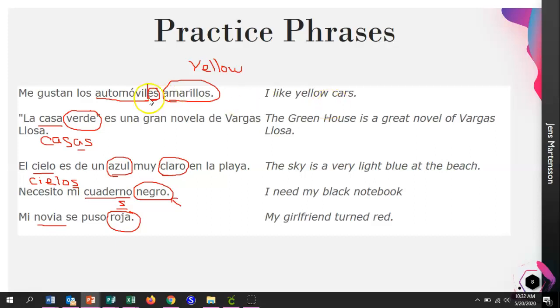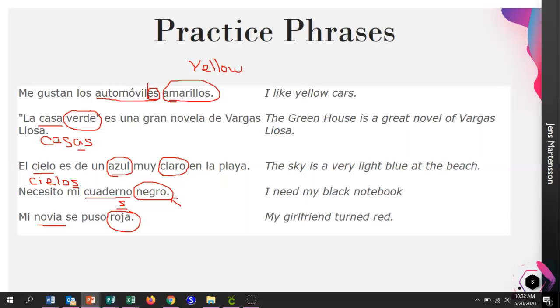Where's our noun? Automóviles. We're talking about plural, ES. Why did we add ES? Because we had an L. It's a consonant, so therefore we also have to match our adjective. So we have to make that amarillos. In this case, amarillo ends in a vowel, so we add an S only.